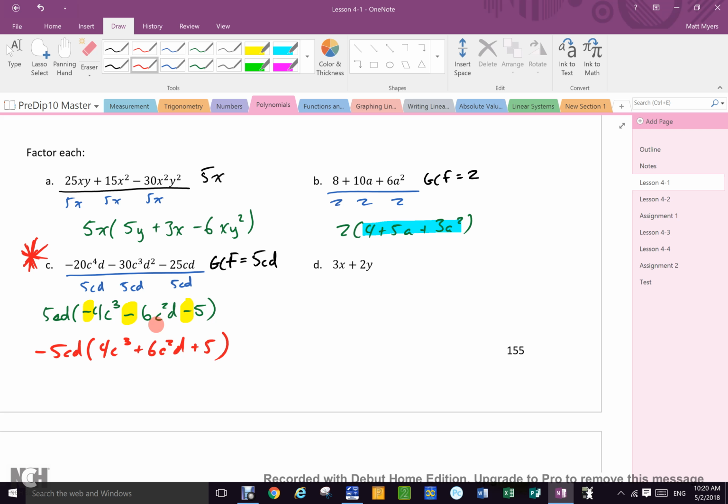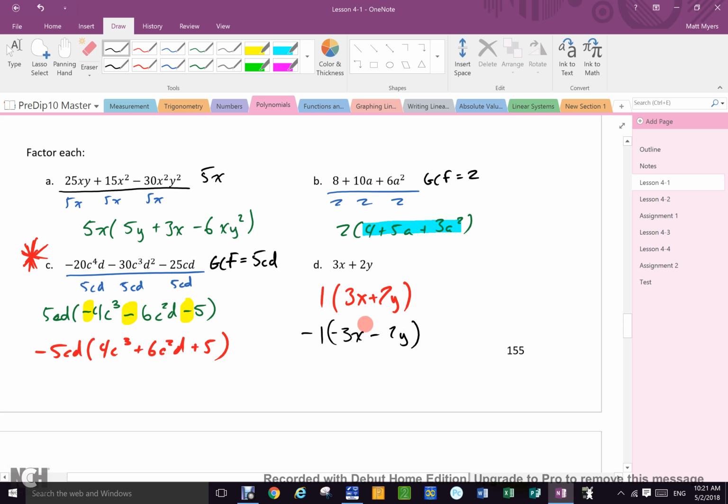Okay? Are there any common factors between 3x and 2y? No. So the GCF would be 1, yes? So if I removed a 1, I would get 3x plus 2y. Would I ever write 1 times that? No. But what did you just learn? You are also allowed to remove negatives, correct? So if I removed a negative 1, I would get negative 3x minus 2y.